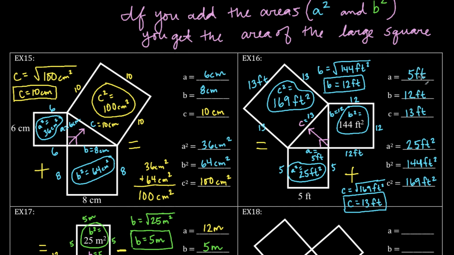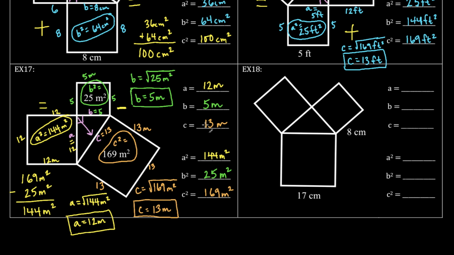It can't be 5, 12, 14. It can't be 5, 12, 15. If I use 5 and 12, it has to be 13. And that's why when I was given a different combination of those, I got the same exact answers over here.